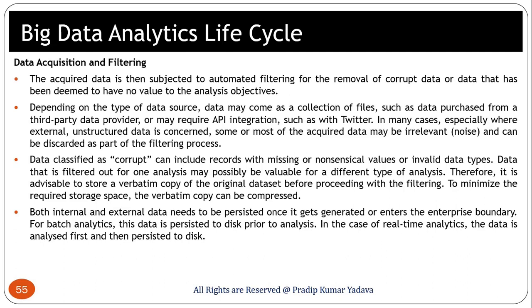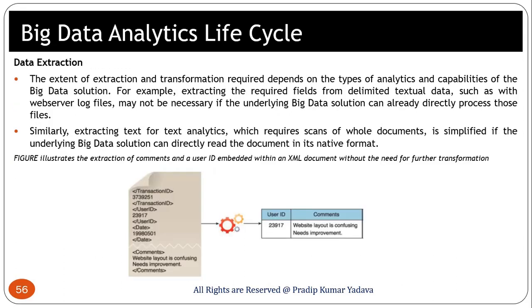So to minimize the required storage space, the verbatim copy can be compressed. Okay, so this is an example of data acquisition and filtering. Now talking about data extraction. The extent of extraction and transformation required depends on the type of analytics and the capabilities of the big data solution. For example, extracting the required fields from delimited textual data, such as web server log files, may not be necessary if the underlying data solution can already directly process those files.